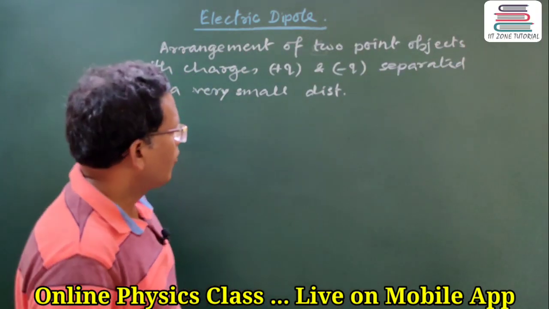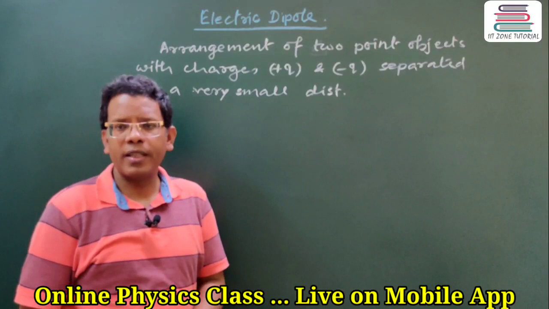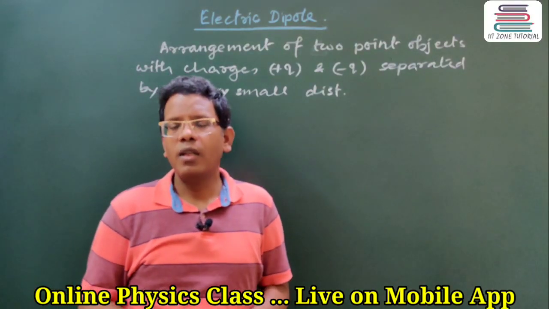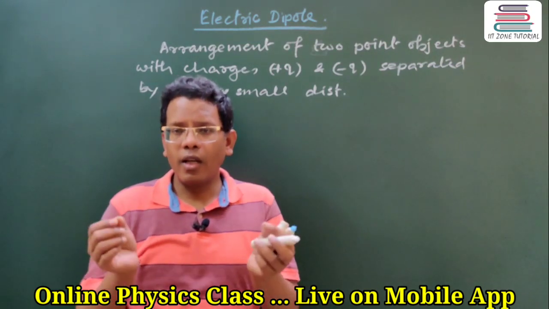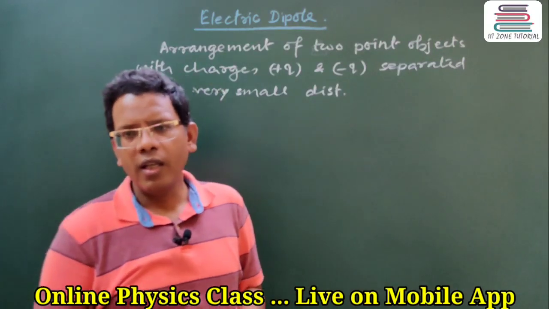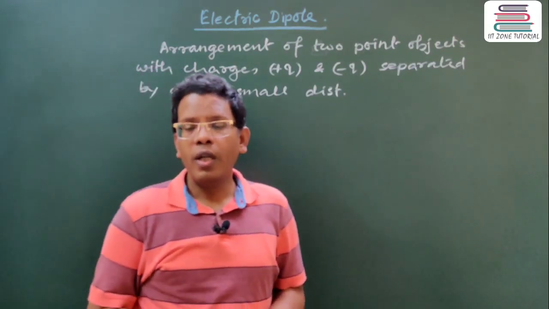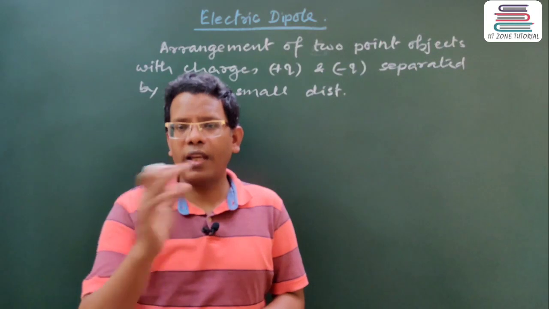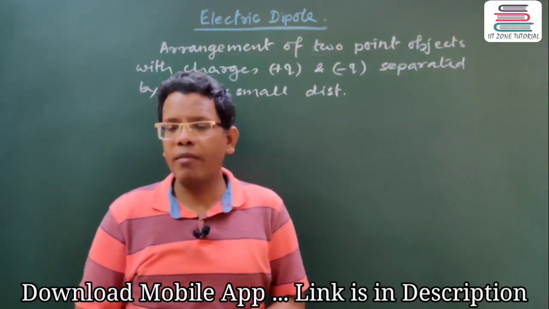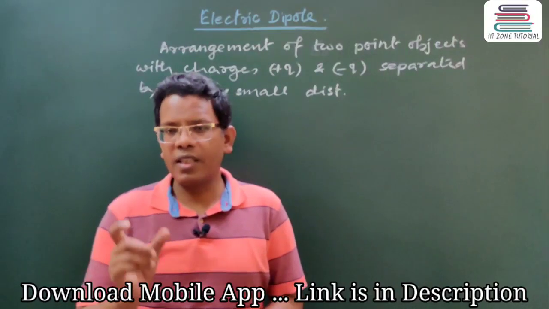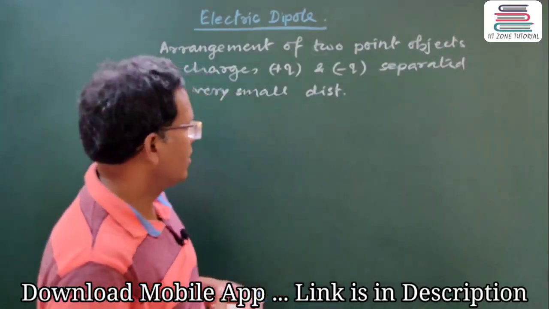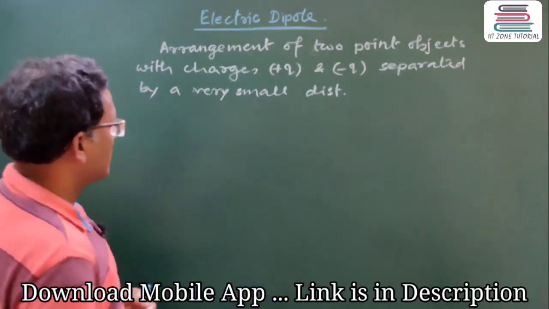Okay, one is plus q, another one is minus q. Though they are separate particles, they are located at two points very close to each other, in comparison to the distance of any external point, which is considered to be much larger than the distance of separation between the charges plus q and minus q.